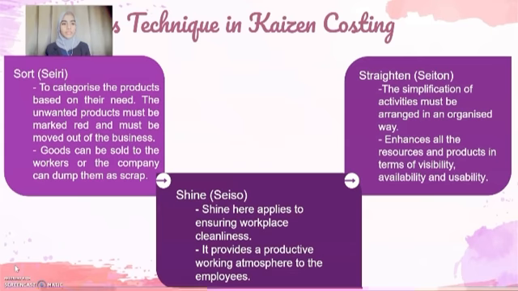So sort means to categorize the products based on their needs. The unwanted products must be marked red and must be moved out of the business. So the goods can be sold to the workers, or the company can throw them as scrap. Seiri also focuses on eliminating unnecessary items from the workplace. It puts a red tag on the items that are unnecessary to the company. So it is more organized in terms of storage area or the work area.